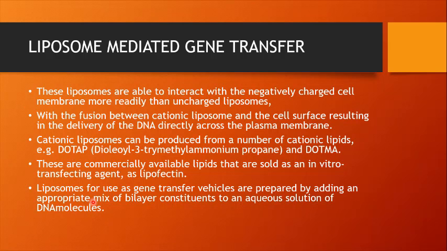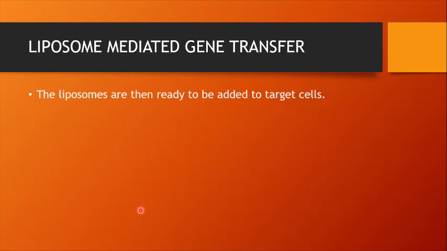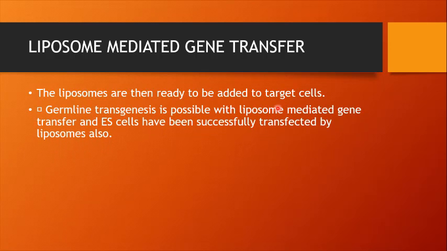So if we are going to make the liposomes in the laboratory, there are two major constituents, the lipid bilayer and the aqueous solution, in which we can place our gene of interest. So we can make it by combining these two types of molecules in an adequate quantity. The liposomes are then ready to be added to the target cells, and germline transgenesis is possible with liposome mediated gene transfer, and ES cells have been successfully transfected by the liposomes also. So there are certain types of cells which we have successfully transfected.